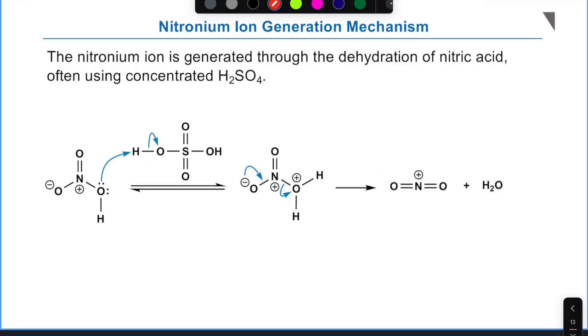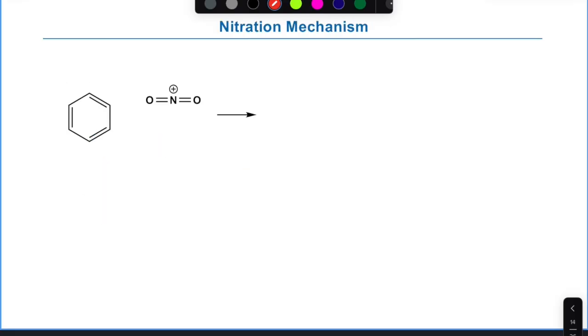And this is it again, shown with nicer arrows. And so the mechanism is just like the generic mechanism, where the pi electrons go in and attack the nitro group, forming, what's that intermediate complex called? Yeah, the sigma complex.